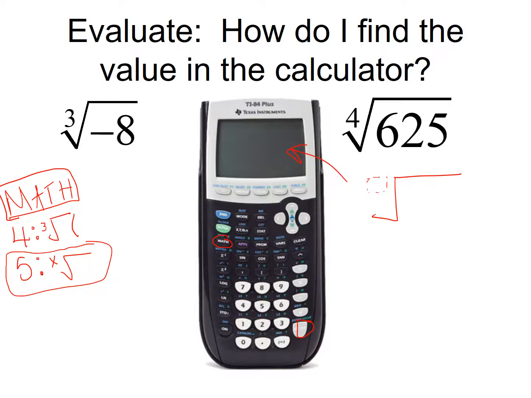And so you can use your arrows to go up here and put in a 4, and then you can arrow back to punch in a 625. So that way you can figure out how to do the fourth root of something. So you can use your calculator both ways.